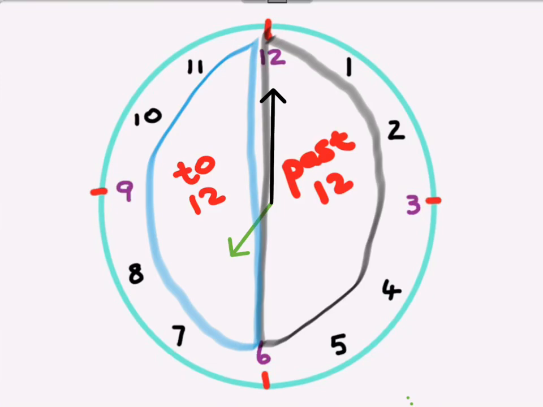Okay, so those are just the basics. We're going to practice them a lot in the next few clips. It's just that you've got a clear thought on how the face of the clock works.